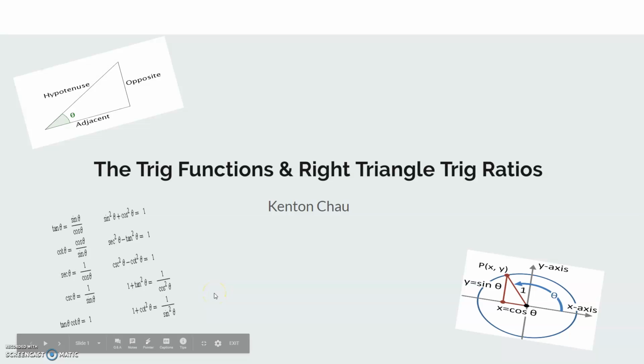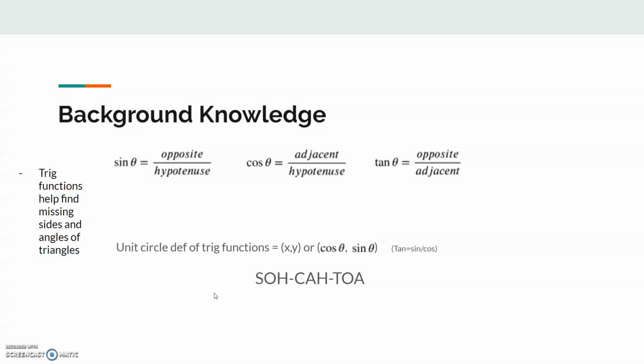Trig functions and right triangle trig ratios with Kent and Chow. Before starting the lesson, there are a few pieces of knowledge everyone should know. Trig functions are used to help find missing sides and angles of triangles.